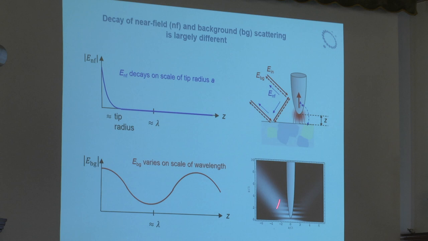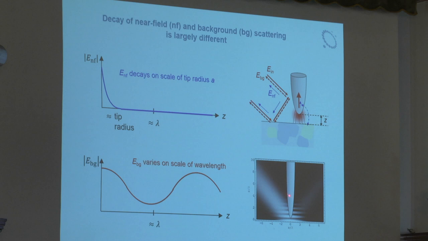What happens if a light beam, here a Gaussian beam, is reflected at the sample surface, and the tip is just drawn in there, not taken into account in the calculation? The standing wave pattern builds up, right? We have maxima and minima of field intensity, because the incident beam and the reflected beam interfere. You see the standing wave pattern here.